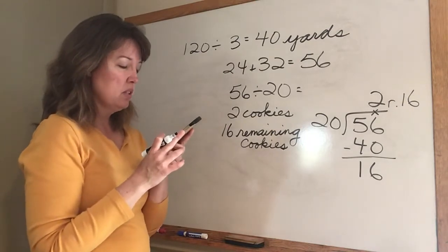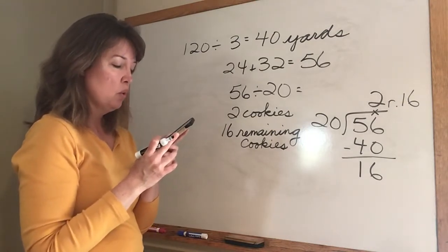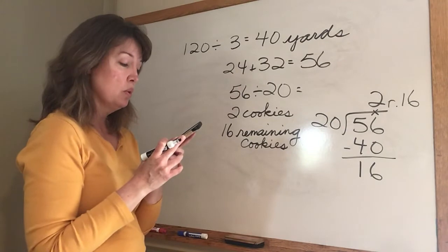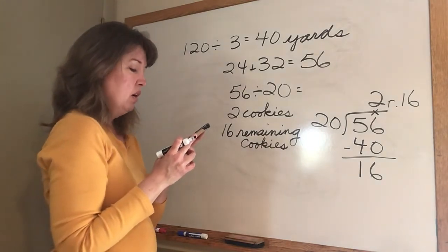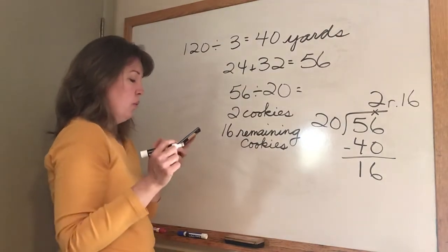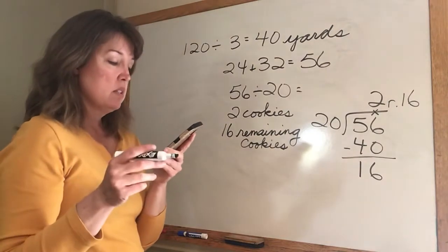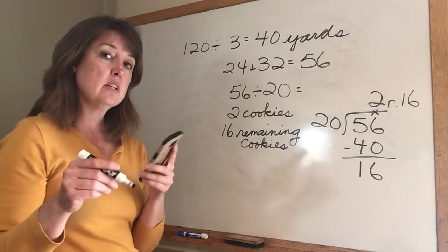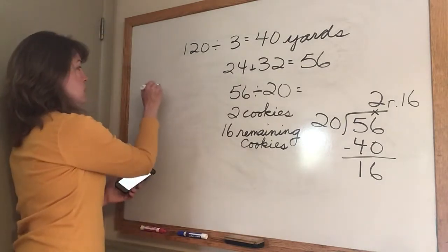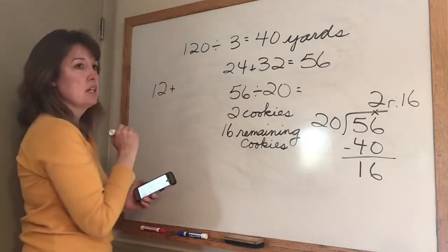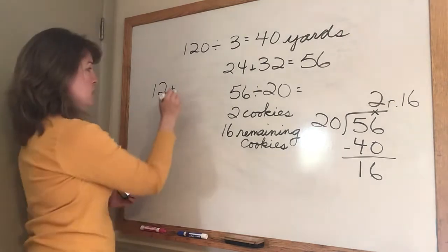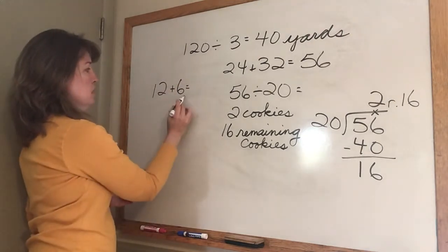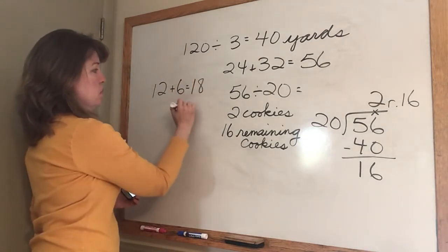Elijah's baby sister is 1.5 years old. How many months old is she? Okay, so let's think of it in months. So 1 year and a half. 1 year is 12 months, and half of a year is 6 months. So 12 plus 6 is 18 months.